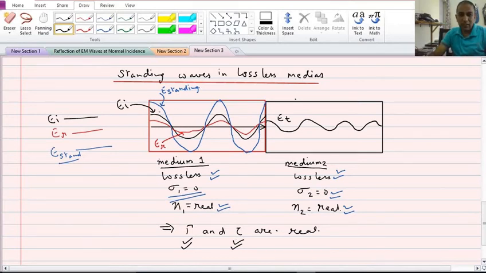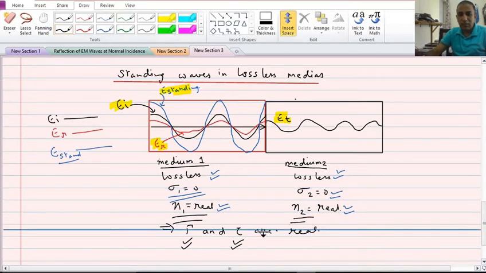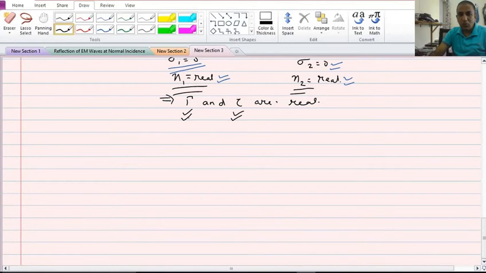So in this case, see this diagram here. The black line is your incident wave, your red line is your reflected wave, and your blue line is your standing wave, whereas this part in medium 2 is your transmitted wave. Now, because we have real quantities with eta 1 and eta 2, this gives that rho is real.